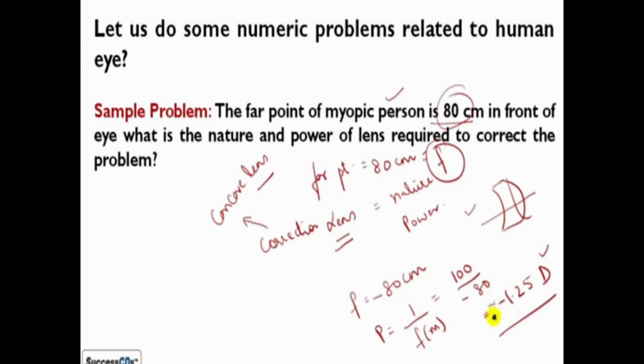So the power is equal to 1 upon f, which is in meter. So if we convert centimeter into meter, we will divide 80 by 100. So 100 into 1 upon minus 80, that is minus 1.25 diopter. Power is always written in diopters. The SI unit of power is diopter.